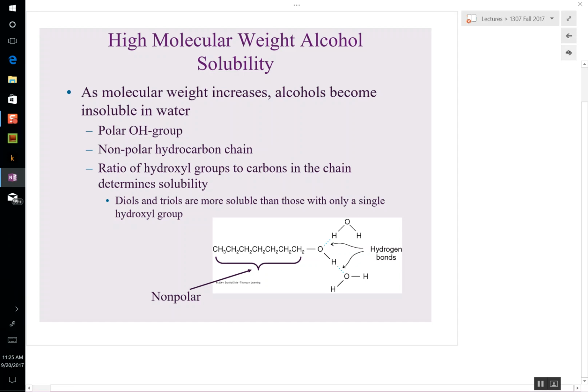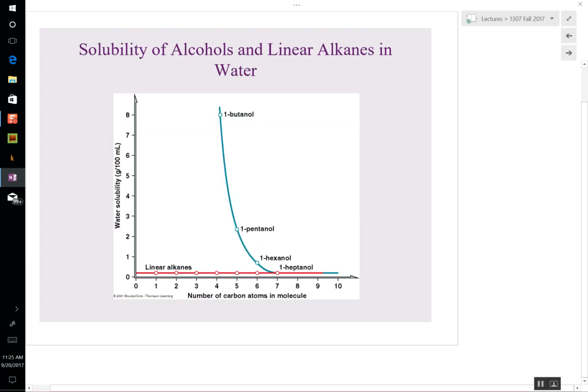So what's the effect of this? Here's the chart I'm talking about. Let me help you get your feet on the ground a little bit here. We've got number of carbon atoms in the molecule. 1. Now this line here is alkanes. So methane, ethane, propane, butane, pentane, hexane, heptane. Okay? That's that. Here is solubility in water. About 0.2 of a gram per 100 milliliters of water.